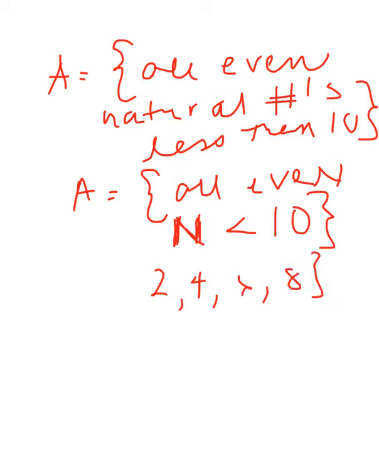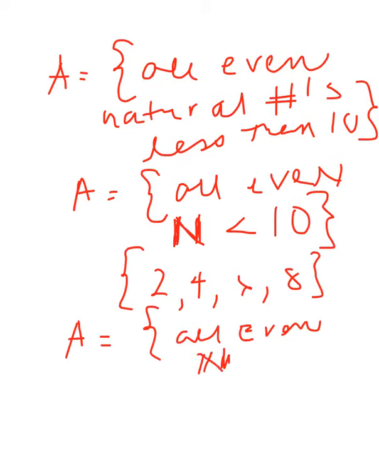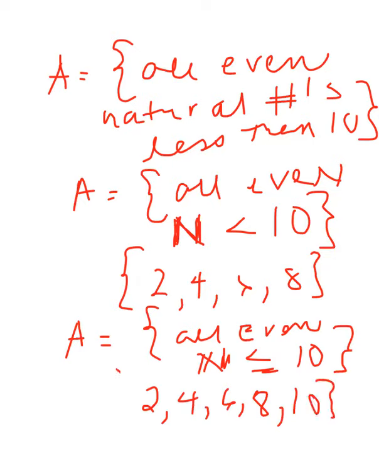Now, if I were to change this to reflect all even natural numbers less than or equal to 10, now that's different. Why? Because it's less than or equal to, I can actually include the number 10 as part of the set. So guys, this is why you have to be so careful when you read this. You've got to know what these notations mean.